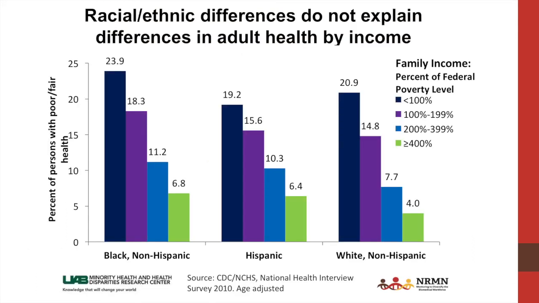So again, when we looked at the difference in adult health by income, we found that race and ethnicity did not explain this difference. Families with lower income had a worse health status than families with higher income, no matter if they were African Americans, Hispanics, or white.